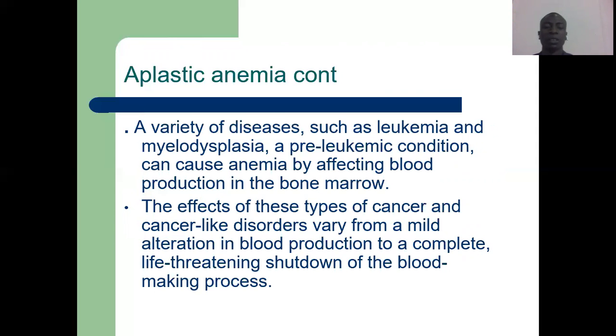There are a variety of things such as leukemia. When somebody has leukemia, it also affects the production of cells. Leukemia and dysplasia, a pre-leukemic condition, can cause anemia by affecting blood production in the bone marrow. The effects of this type of cancer and the cancer-like disorders vary from mild alteration in blood production to complete, life-threatening shutdown of the blood-making process.